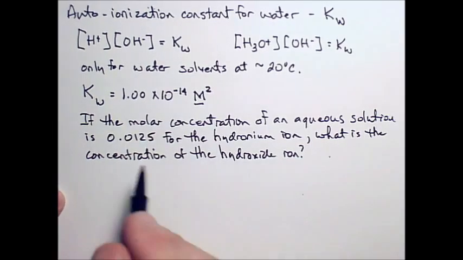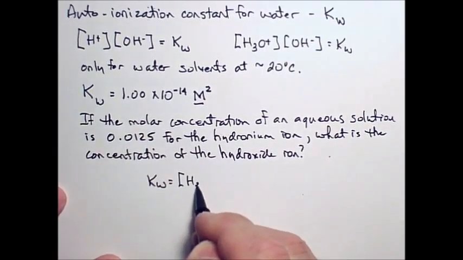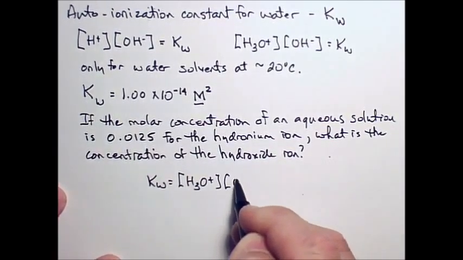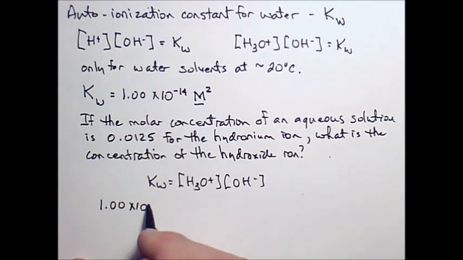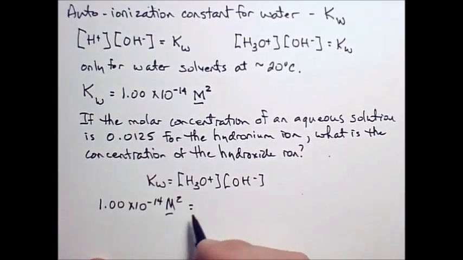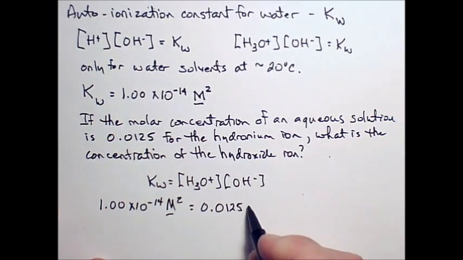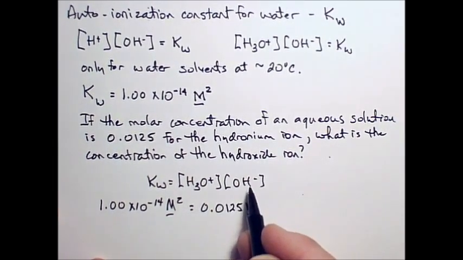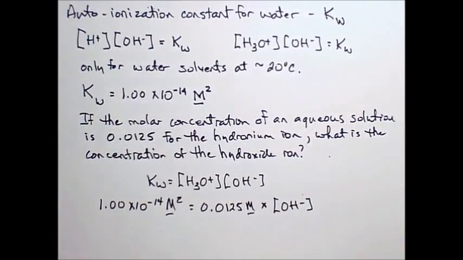Okay? So let's write it this way. Kw equals hydronium ion concentration times hydroxide ion concentration, and plug in what we know. We know the Kw. We always know the Kw. That's 1.00 times 10 to the negative 14 molar squared. The hydronium ion concentration we know is 0.0125 molar. We just don't know this. That's what we're trying to find. Times the hydroxide ion concentration.